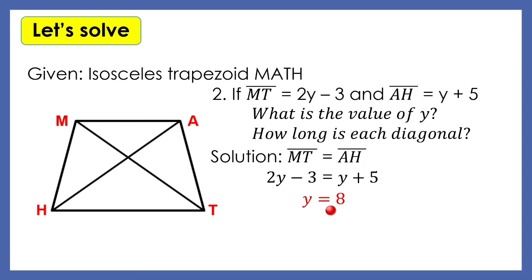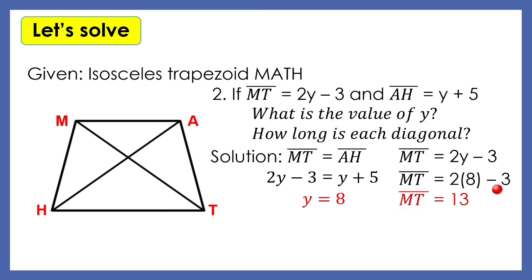And, how long is each diagonal? So, ang gagawin lang natin, isa-substitute natin yung value ng y, which is 8 dito sa ating equation. So, line segment MT is equal to 2y minus 3. Substitute natin yung value ng y, which is 8. So, 2 times 8 minus 3. 2 times 8 is 16 minus 3. That is 13. So, line segment MT is equal to 13.